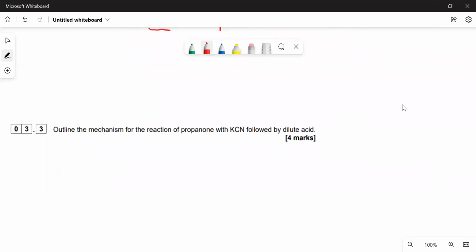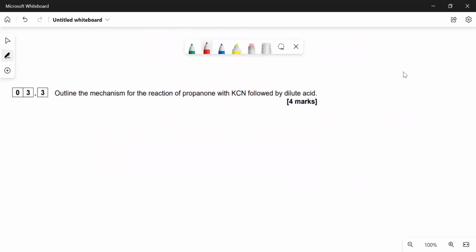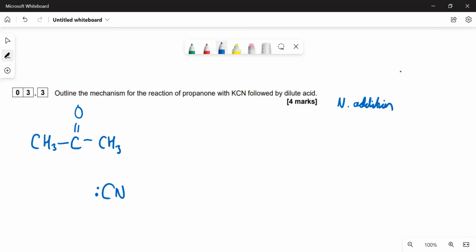Okay, now we've got the mechanism for the reaction of propanone with KCN followed by dilute acid. This is pretty standard. This is, of course, a nucleophilic addition. Usually they ask you for the name of that, but they haven't asked for it this time. Here's our propanone, and the cyanide ion, where we've got the lone pair on the carbon, negatively charged. The first movement is that pair of electrons attacks the delta positive carbon atom. Then the pi bond breaks, and we show that pair of curly arrows going there. We're going to end up with this intermediate now.